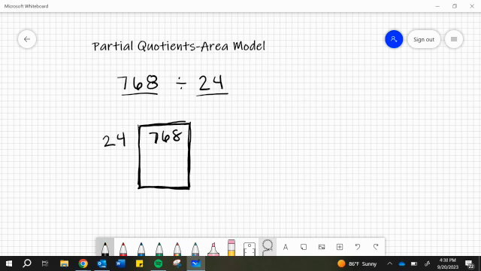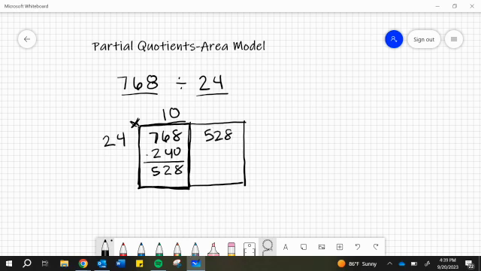I like to divide by tens. So I know 24 times 10, I put my partial quotient because it is part of the answer, part of the quotient, partial quotients. I like to put a multiplication sign up here. 24 times 10 gives me 240. I'm going to subtract, and I get 528. And what I do with the rest of this answer is I'm going to make another box, and I just pull it up, 528. I know another 10 can fit in there.